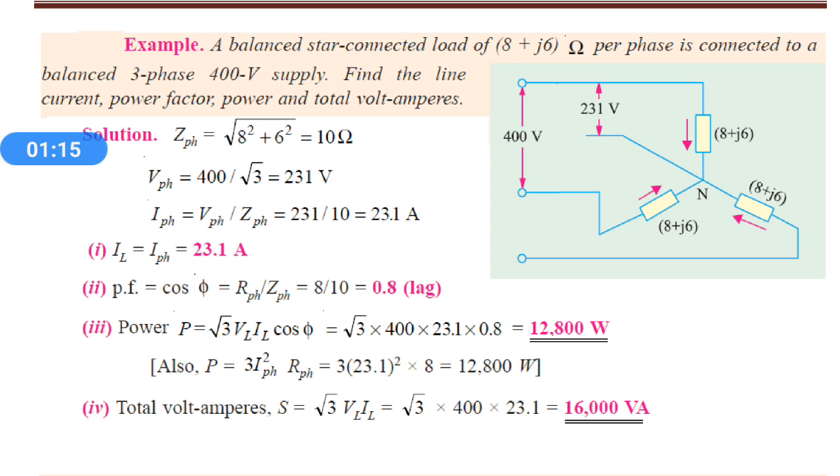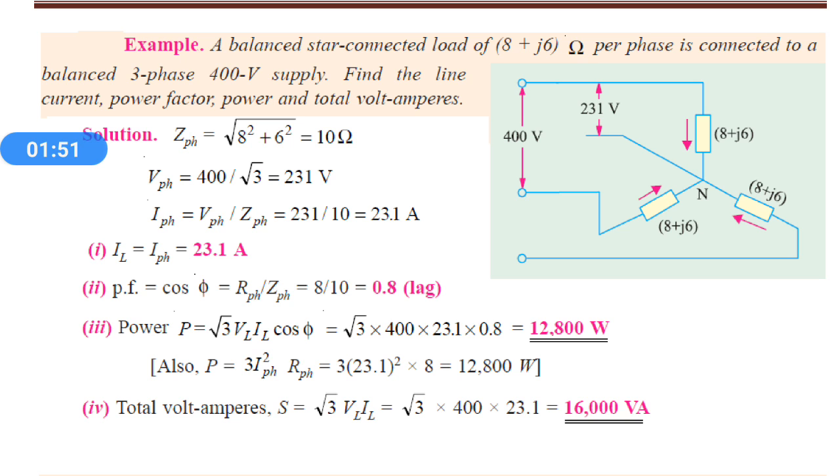So R equal to 8 is the resistance, that is 8 ohm, and plus J6, that is the XL value, is 6 ohm. This is a per phase value. In the figure all the three phases are shown. The first phase 8 plus J6, the second phase 8 plus J6, the third phase also 8 plus J6. While calculating we use the per phase values for easy calculation.